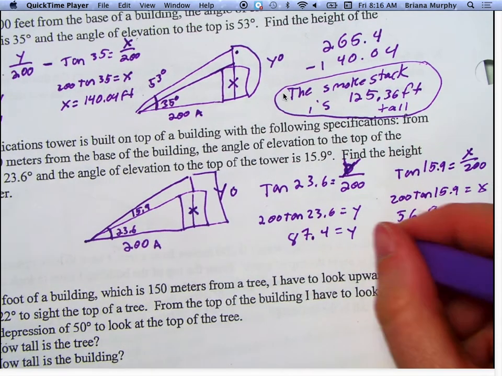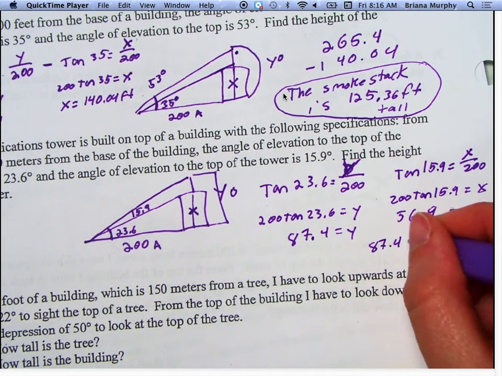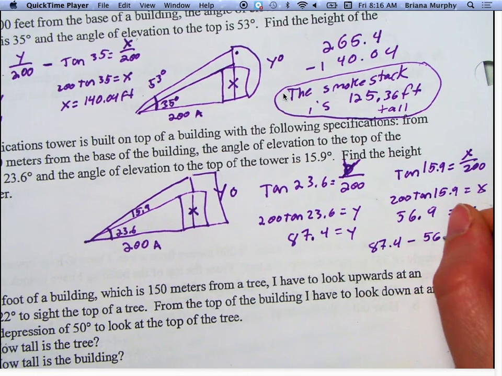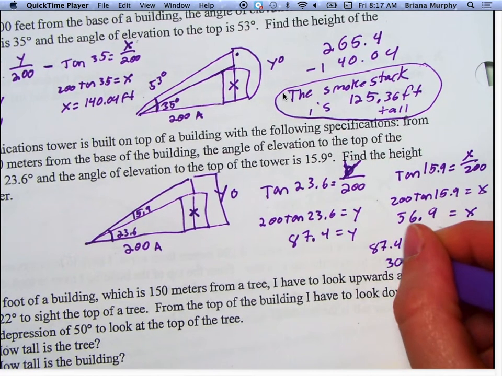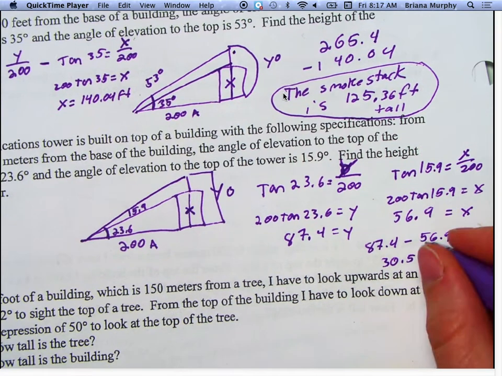So then I'm just going to subtract again. 87.4 minus 56.9. That's going to be the height of my tower. 87.4 minus 56.9 is 30.5 feet.